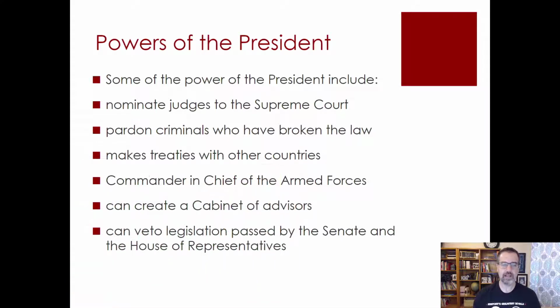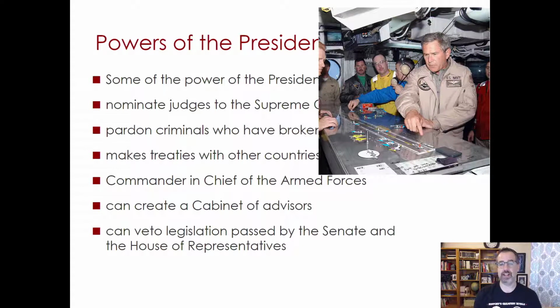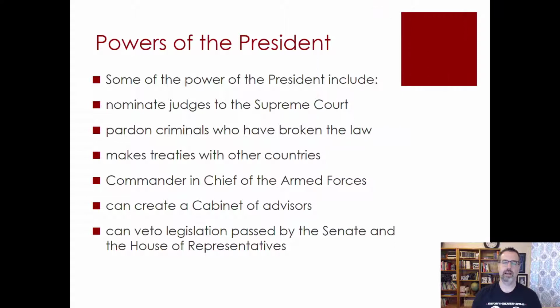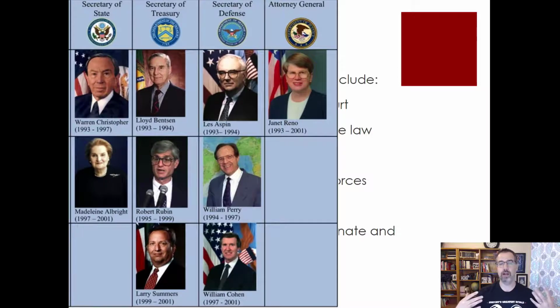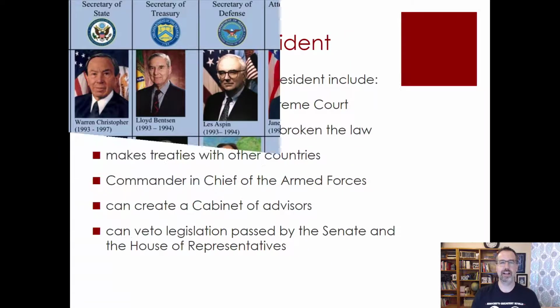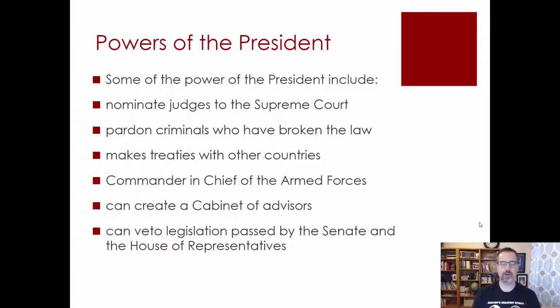The president is the commander-in-chief of the armed forces, which means that the president is in charge of the Army, the Navy, the Air Force, the Coast Guard, the Marine Corps, in charge of all of that. The president can create a cabinet of advisors, and these people give advice to the president and help him do his job of enforcing laws across the United States, because one person enforcing all the laws in all 50 states would be quite a big task. So you have different members of the cabinet.